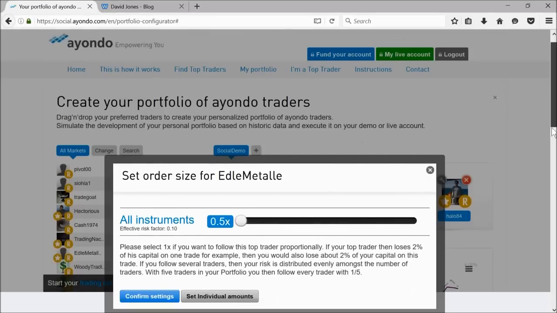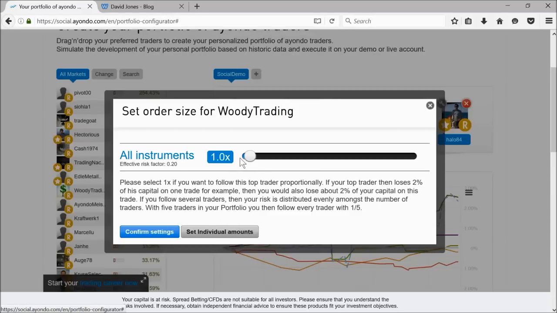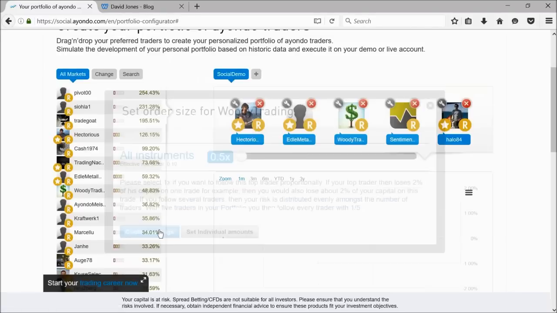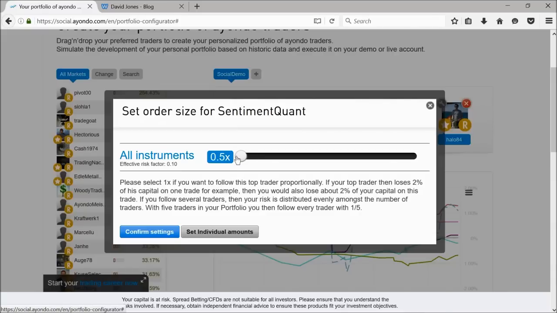I'm using a bit of a strange screen here, and it sort of jumps about. I've got a small PC, small laptop tied up to a big screen, and it can go a little bit crazy. But let's just knock the risk all the way down.